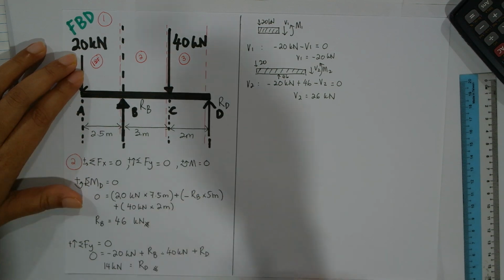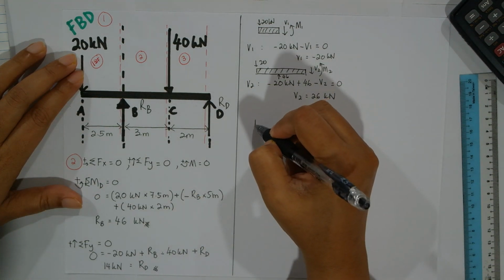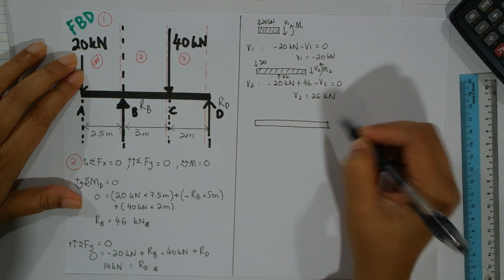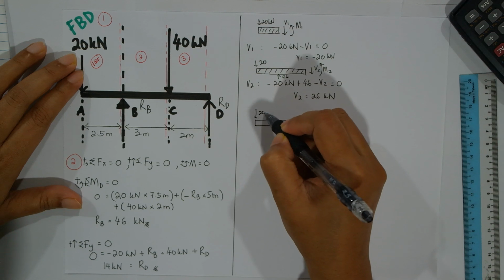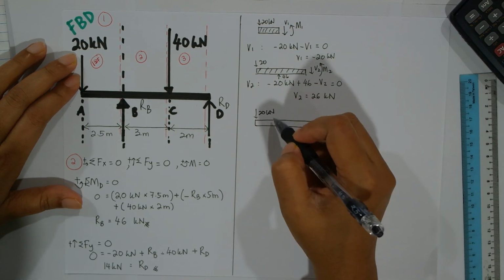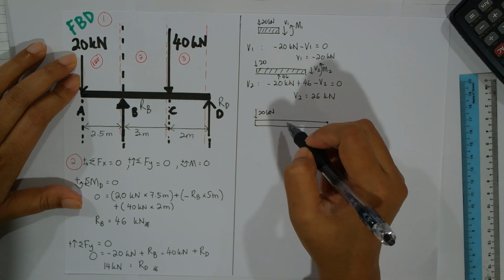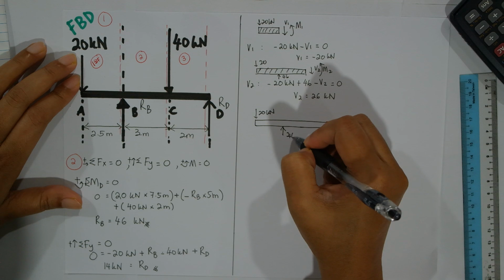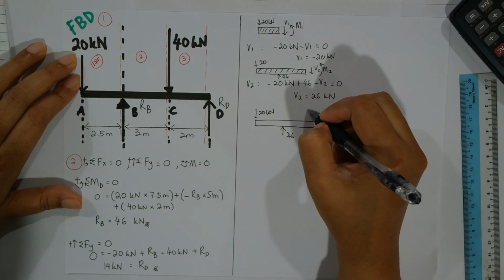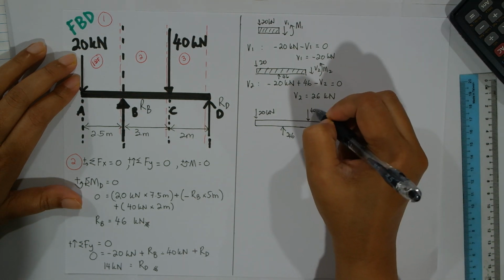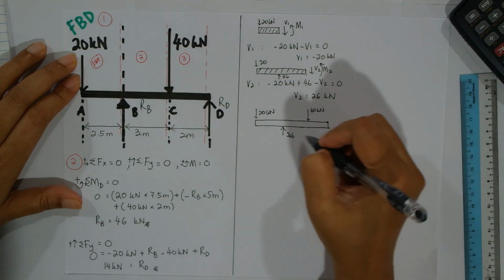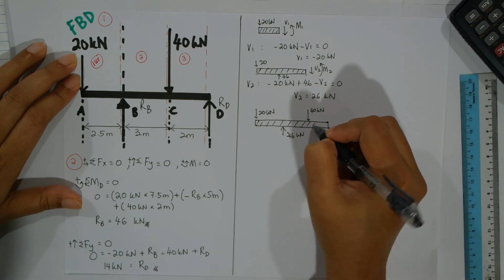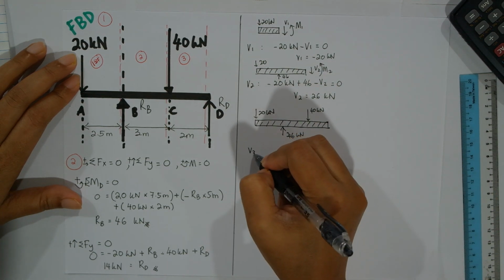Okay, now let's find V3. V3 means 1, 2, 3 up to here. So in V3 we have minus 20k going down, plus this one, 46, and we have another force here, right? 40 kilonewton. So let's find V3 here.